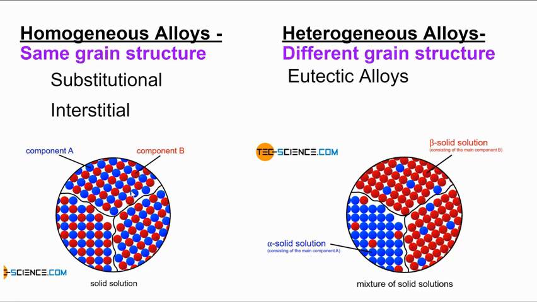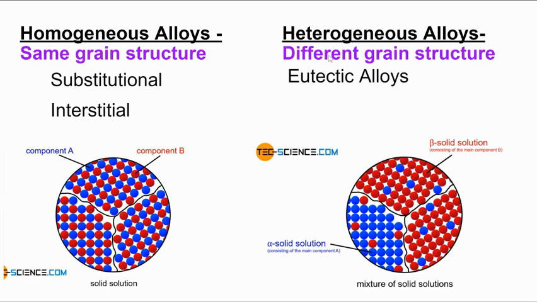It's important to note that each grain of a homogeneous alloy would have the exact same percent composition. Homogeneous meaning the same, and each grain has the same percent composition. In other words, the component B that's substituting in is substituting into the grain structure of component A in the crystal. If we look at the heterogeneous alloy, we have a different grain structure.